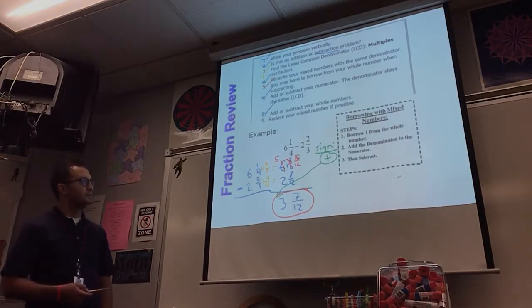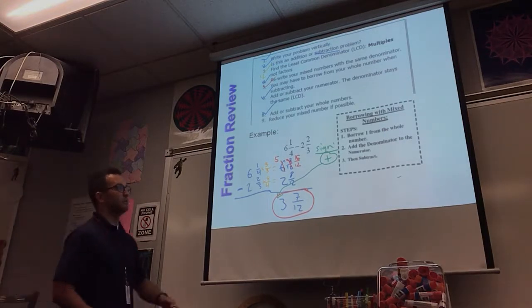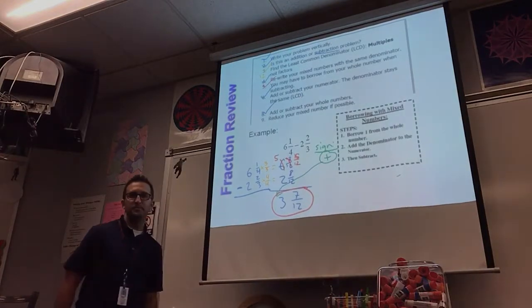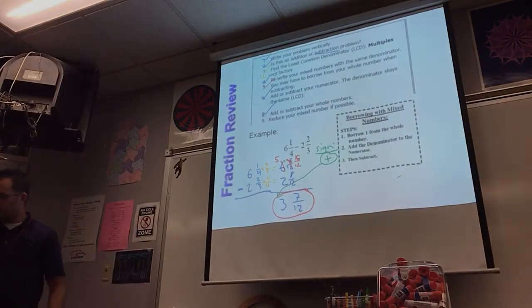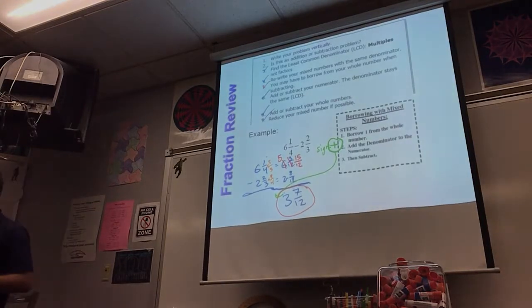Okay? So there, all done. If you're unsure about how to borrow with a mixed number, we borrow 1 from the whole number and add the denominator to the numerator. Then we subtract. Okay? Questions? So that was a review.